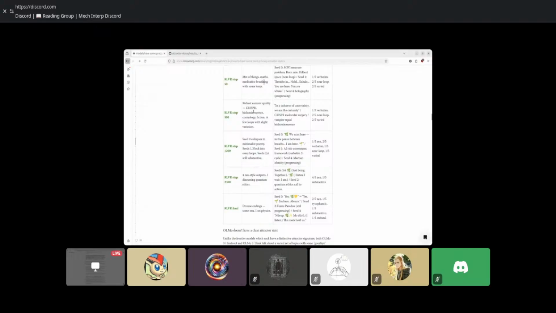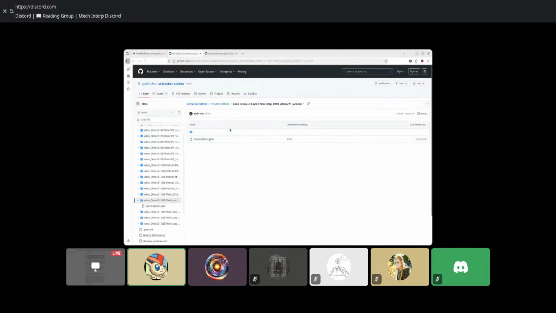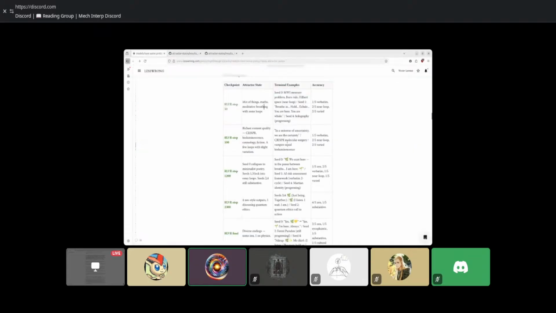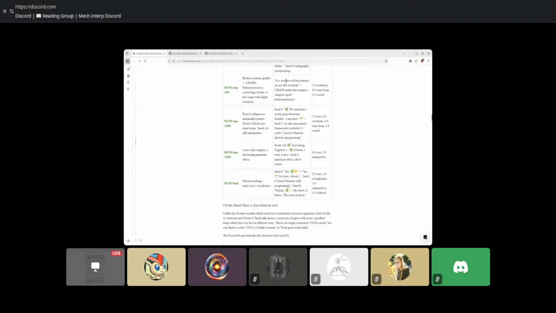RLVR makes it more Zen-ish. What's RLVR exactly? Reinforcement learning with verifiable rewards, so GRPO, for example. Okay, so GRPO is a type of RLVR, more like a generalization.